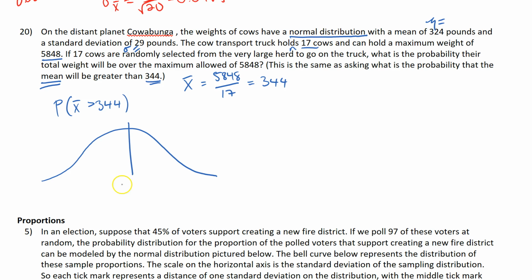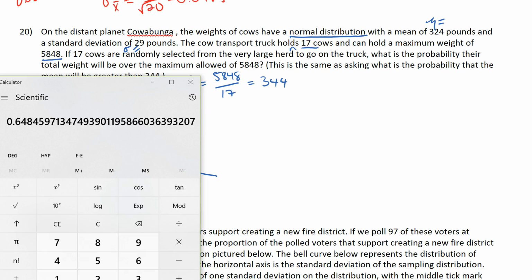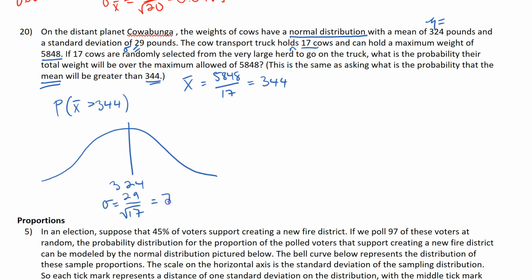The center is going to be the population mean, and the standard deviation is going to be 29 over the square root of 17. And this will give us 7.0335. And now we can find the probability that we're going to be over 344. So 344 is somewhere right here, and over would be the right side, greater than. And we're just trying to find that area, that probability.